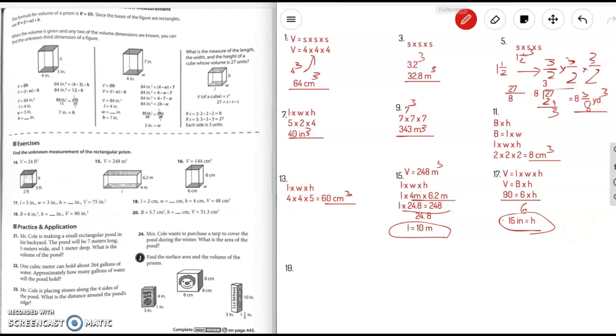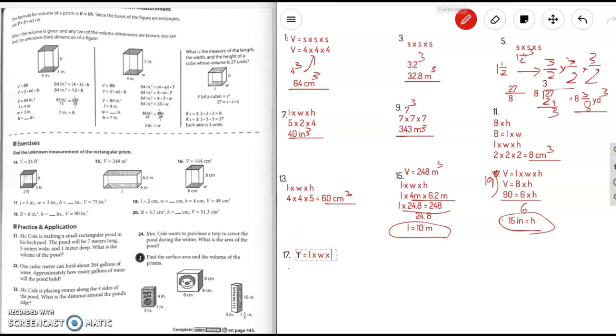Hang on a second. I believe that I actually did number 19, right? Yes, this is actually number 19. Sorry about that. This is 19. And let's do number 17.